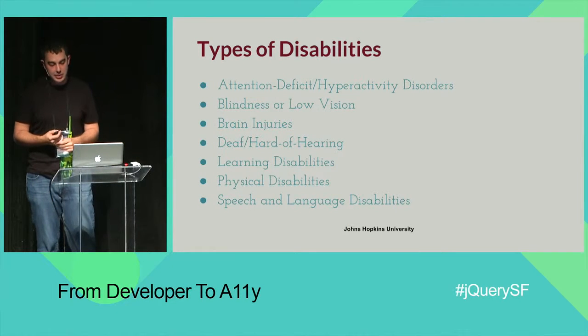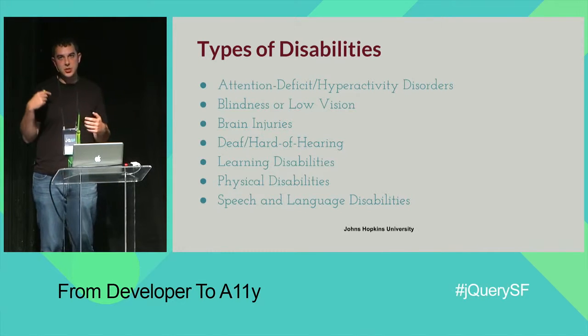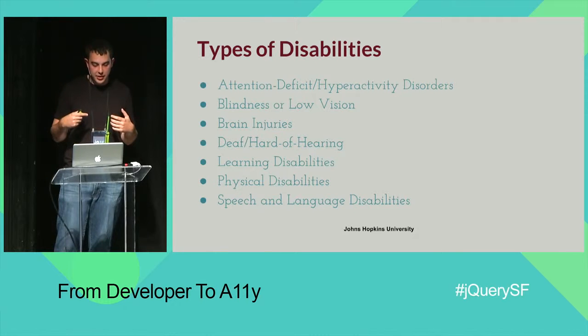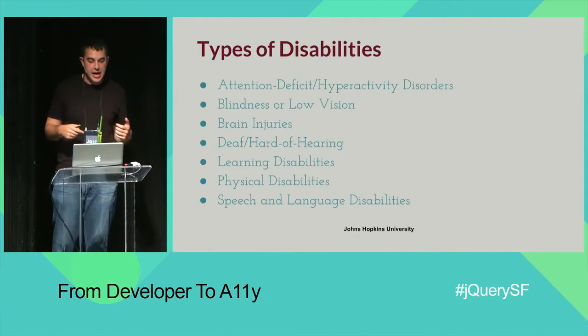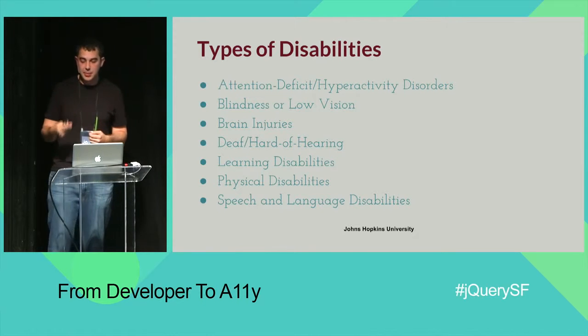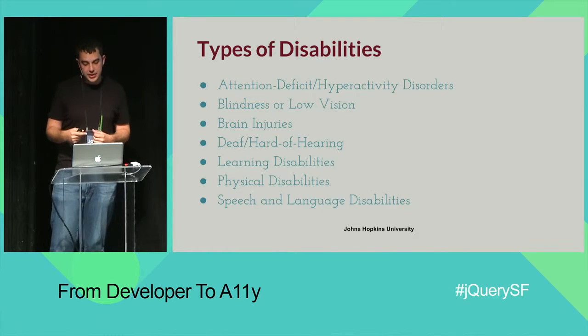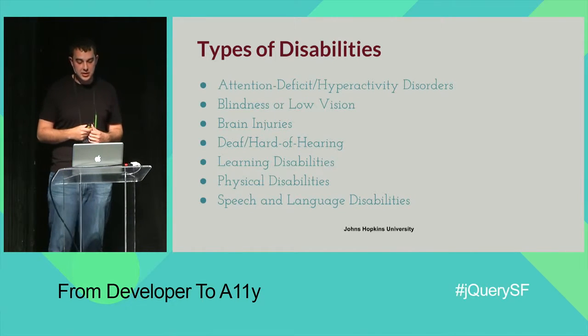So back to this ambiguous word of disabilities. Johns Hopkins University published a list of disabilities, and I think it's really helpful to read through, because as you hear these disabilities as I read through them, you can start thinking about the challenges that people probably face when they're interacting with your website or application. So there's attention deficit or hyperactivity disorder, blindness or low vision, brain injuries, deaf, hard of hearing, learning disabilities, physical disabilities, and then speech and language disabilities.